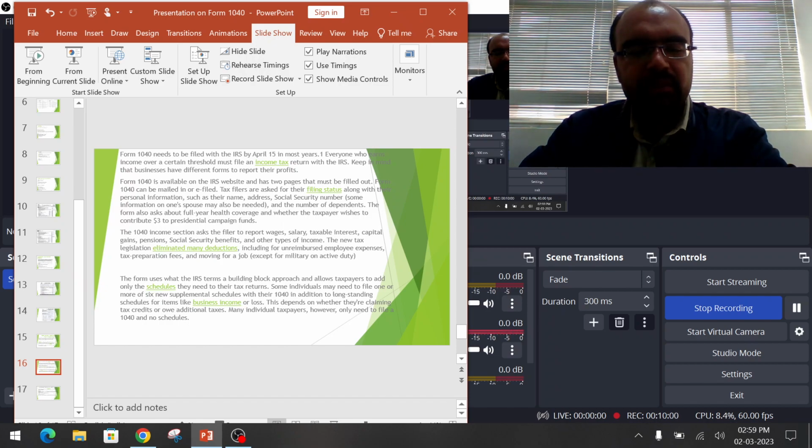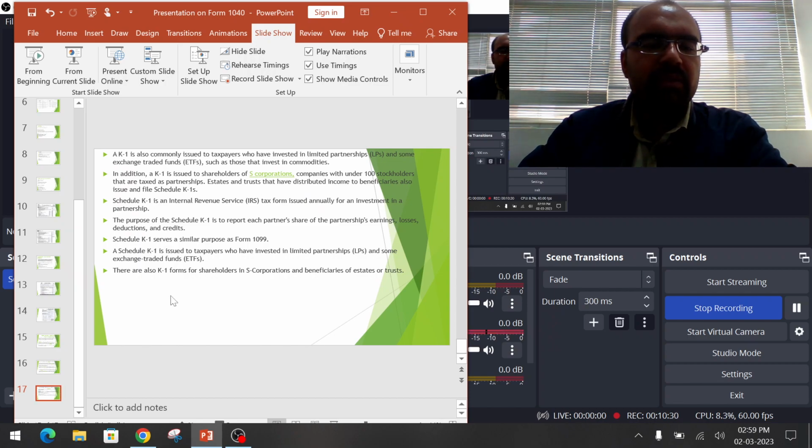to their tax returns. Some individuals may need to file one or more of six new supplemental schedules with their 1040, in addition to long-standing schedules for items like business income or loss. This depends on whether they are claiming tax credits or owe additional taxes. Many individual taxpayers, however, only need to file a 1040 and no schedules.